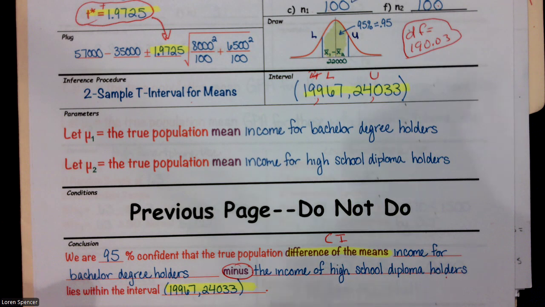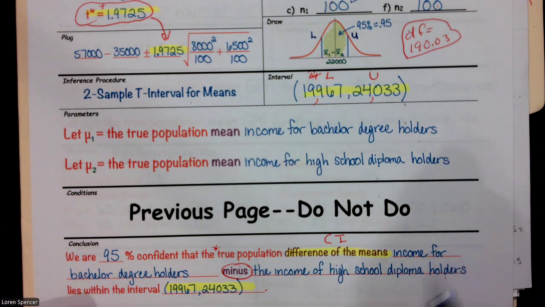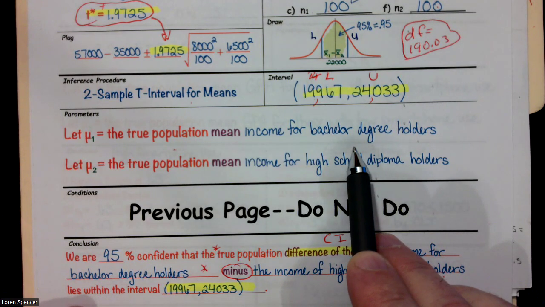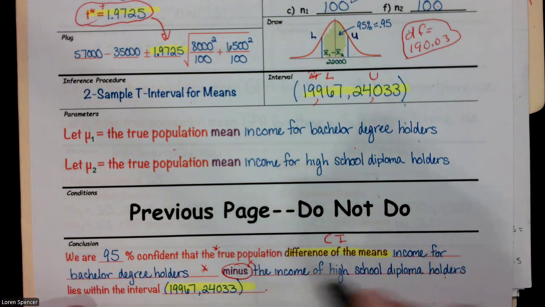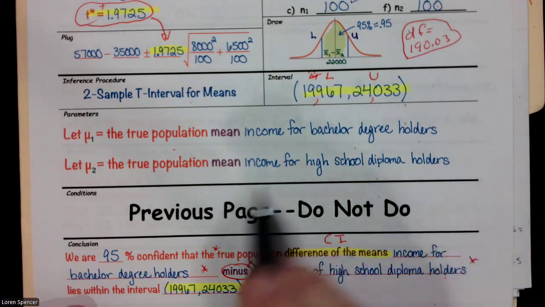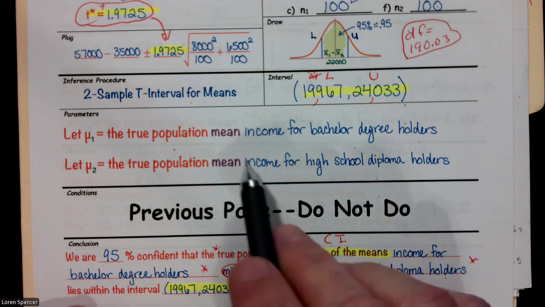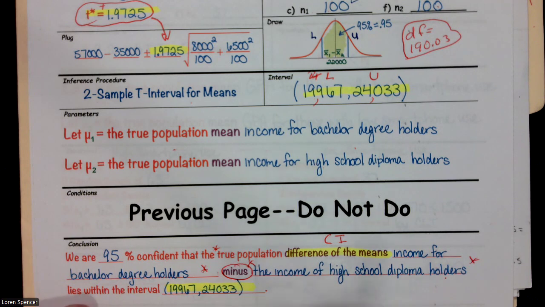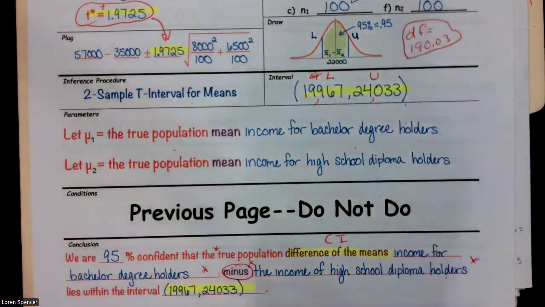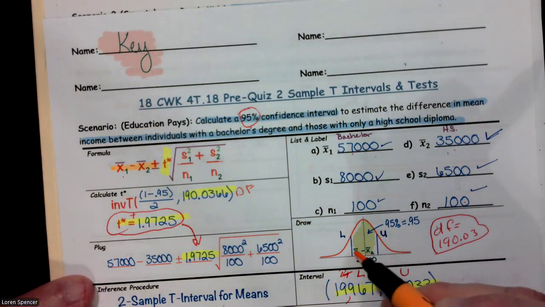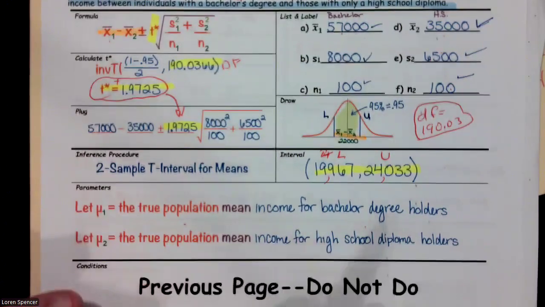Now, please keep in mind, this part came from our lower and upper bound. True population mean income for bachelor degrees holder, that was our first parameter. And then the income for high school diploma was our second parameter. So make sure you always have that, and make sure you have a minus. Make sure you include that minus because we subtracted. And how do you know you subtracted? Well, didn't we go x1 minus x2 right here? And then also again right there.